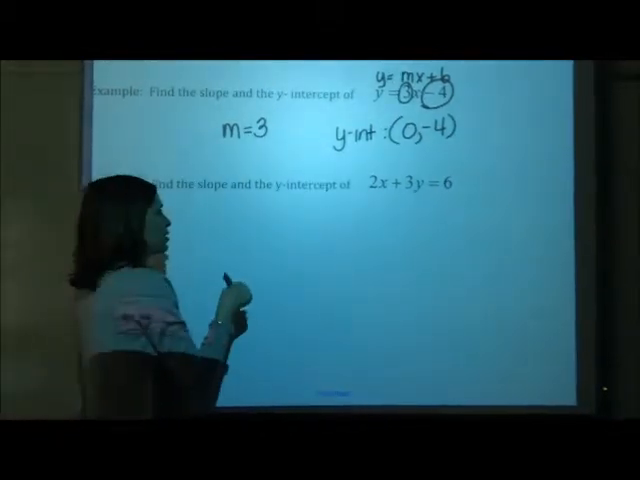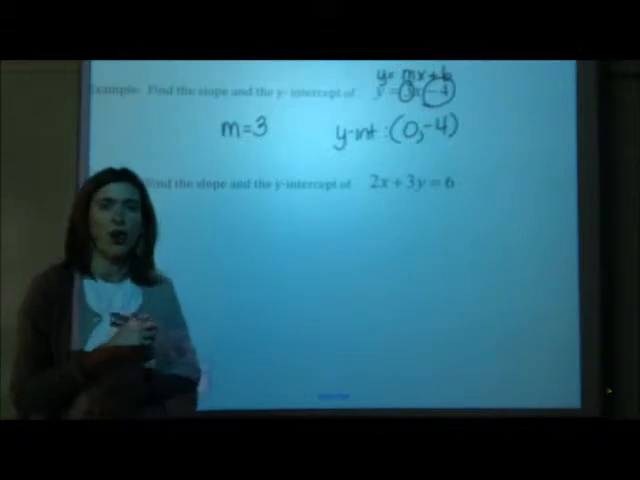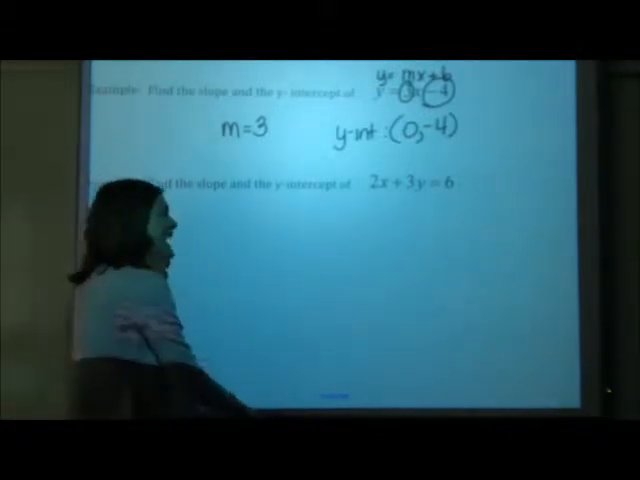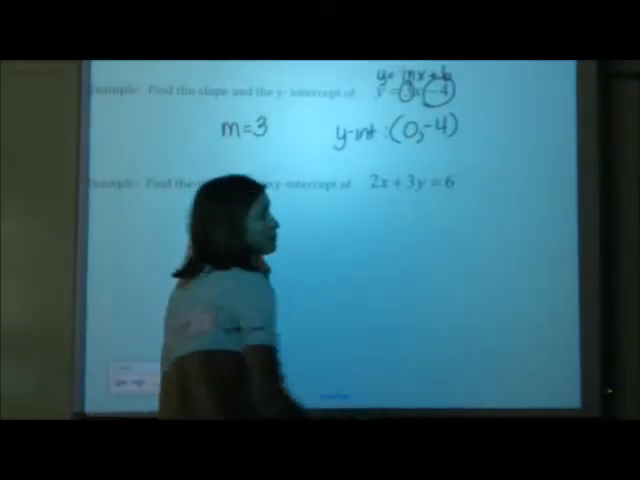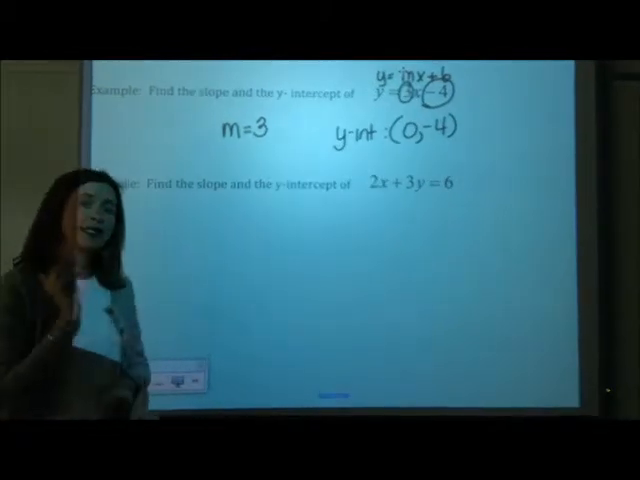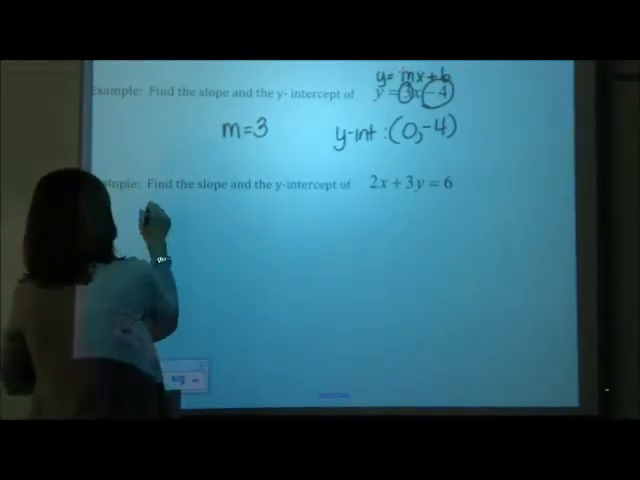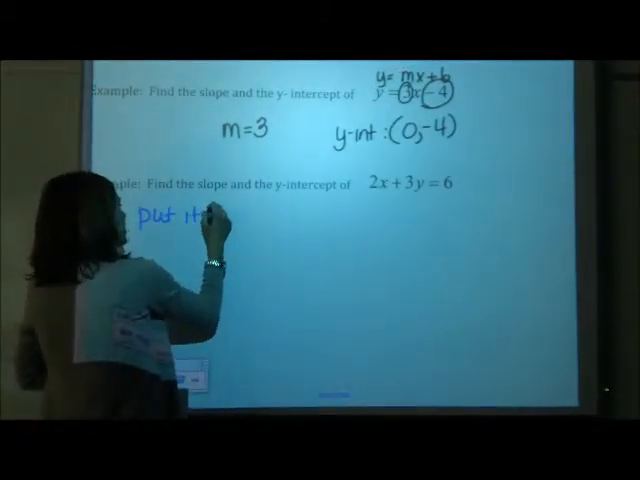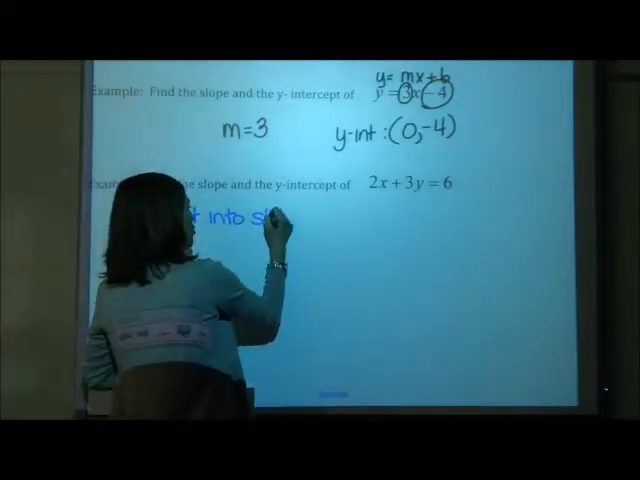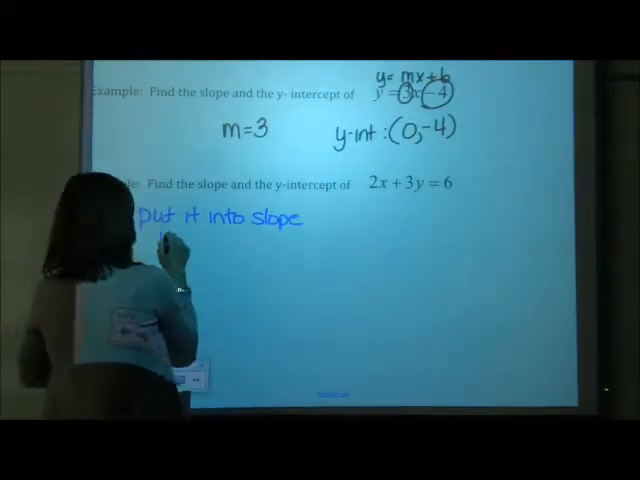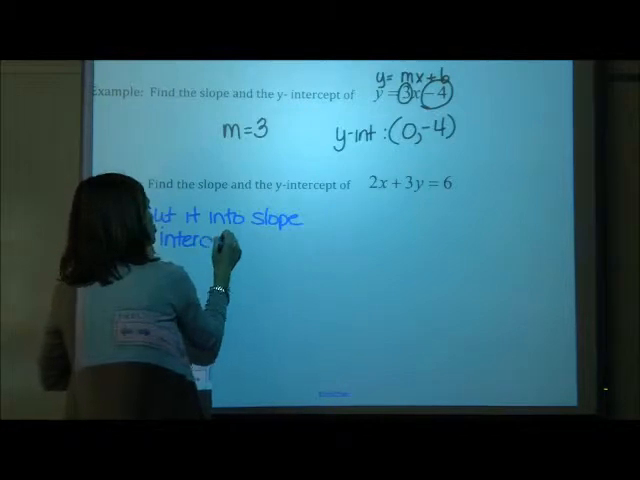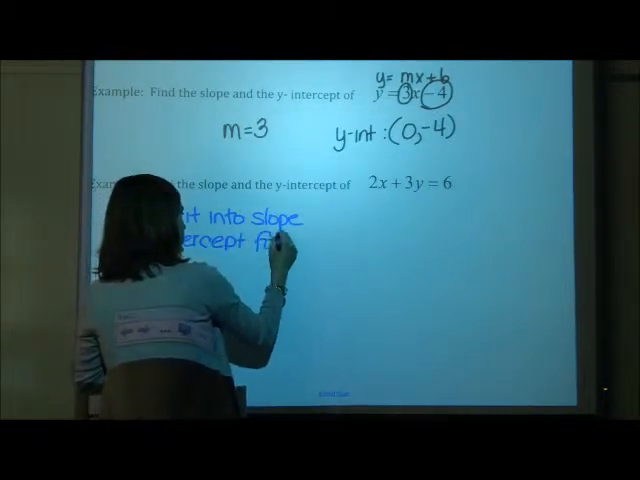Find the slope and the y-intercept of 2x plus 3y equals 6. It's not in slope-intercept form, is it? So step 1 would be we need to put it into slope-intercept form. That means we have to solve for y.